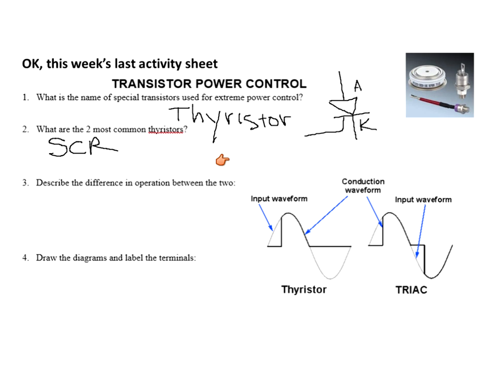Okay. Now, here's the basic operation. Oh, the other thyristor is a triac. It's actually two SCRs back to back. So the other type of thyristor is a triac.